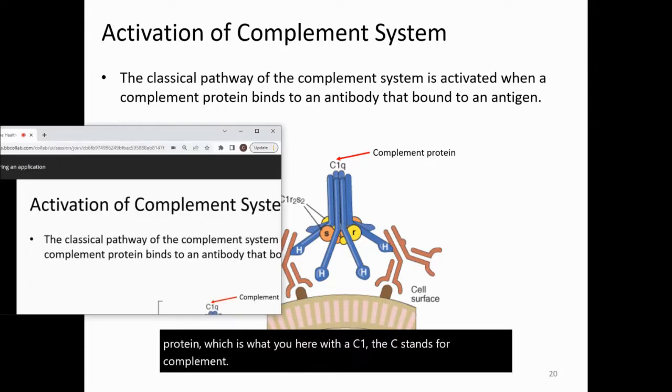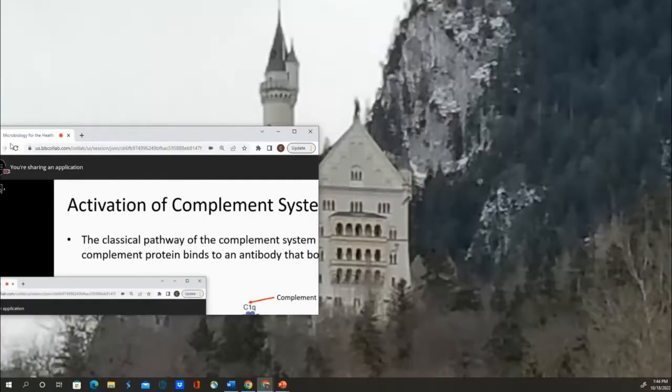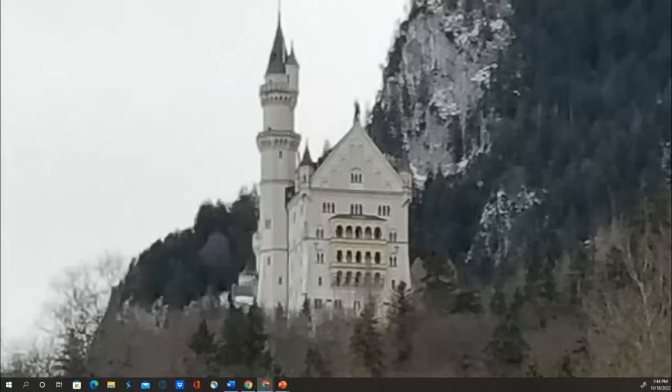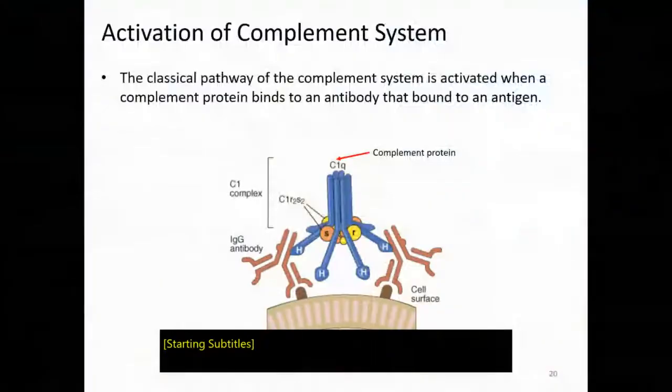Hold on, y'all, my computer is pausing again. I'm so sorry, I don't know what's going on here. It has never done this. Okay. Sorry, I'm still here. I appreciate your patience.